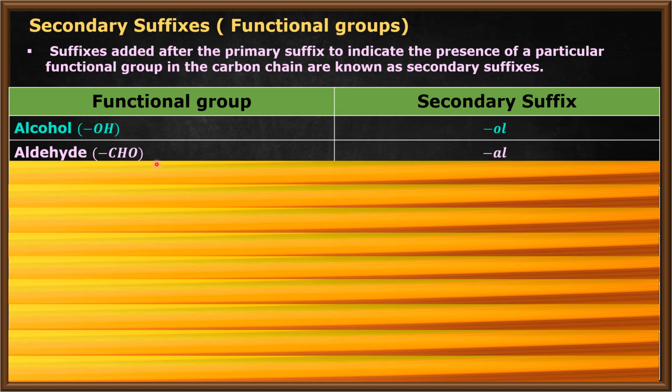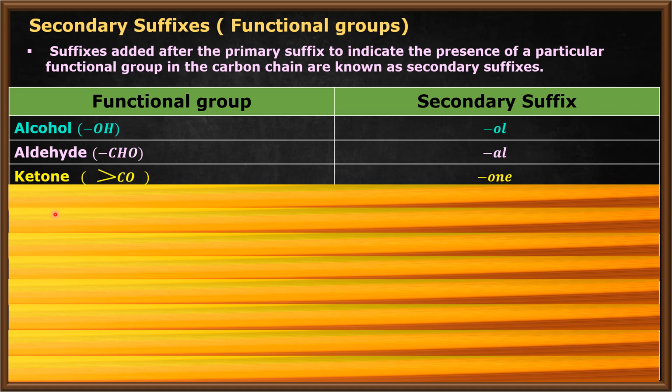Aldehyde, CHO, secondary suffix is al. Ketone, the structure of the ketone functional group is CO. Here there is a double bond between carbon and oxygen atoms, and this carbon is attached to other carbon atoms, maybe alkyl groups. Next, the name of this secondary suffix is -one.